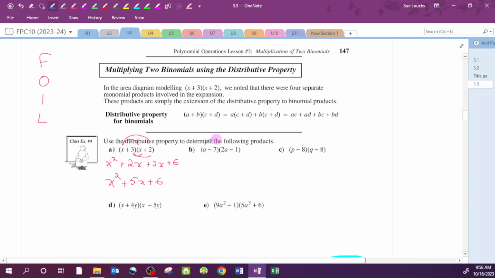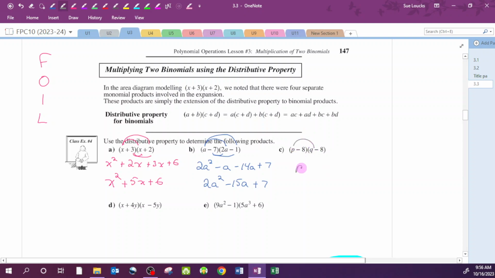Okay, so let's go back to our FOIL. So first, outer, so a times 2a is 2a squared. A times -1 is minus a, and then inner, last. Minus 7 times 2a is minus 14a, and -7 times -1 is plus 7. So that's 2a squared minus 15a plus 7. Okay, why don't you try this next one?